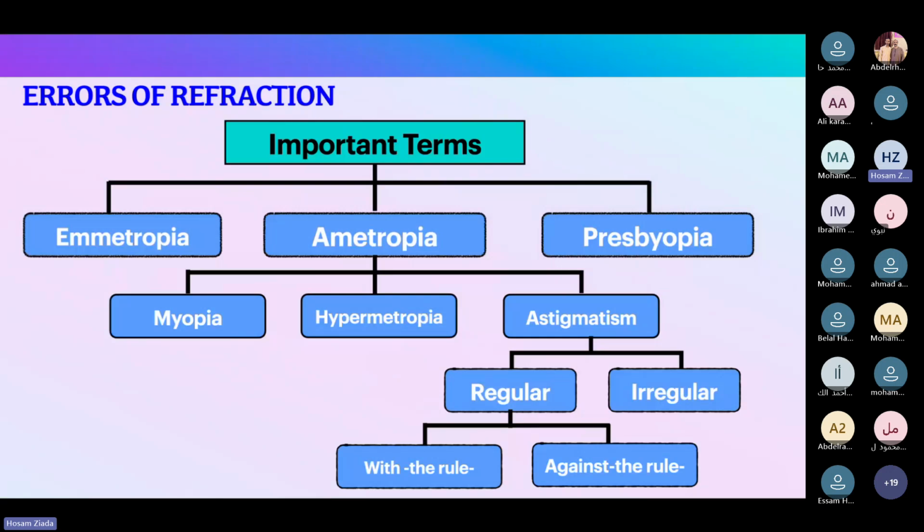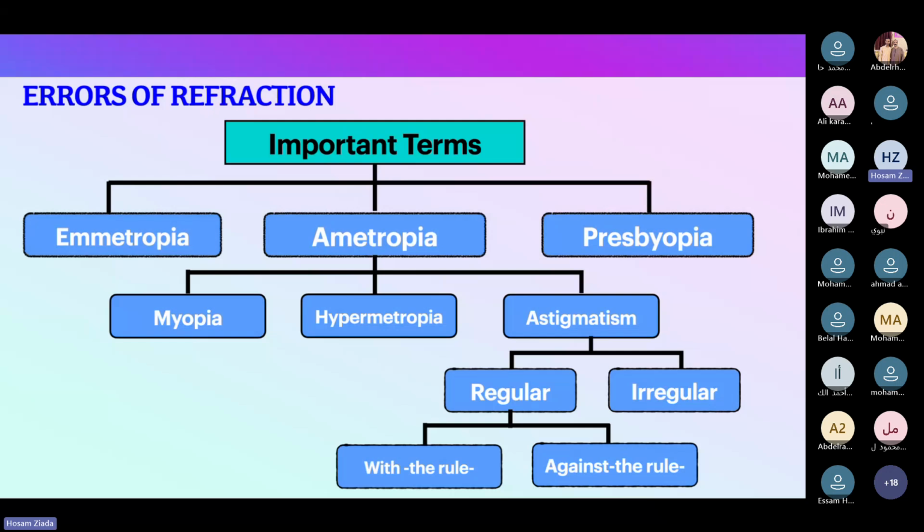Regular astigmatism means that all the meridians in the corneal curvature differ from the others, but it involves all the meridians. But irregular astigmatism means that there is a part of the meridians that is irregularly different from the other meridians, not all the meridians.